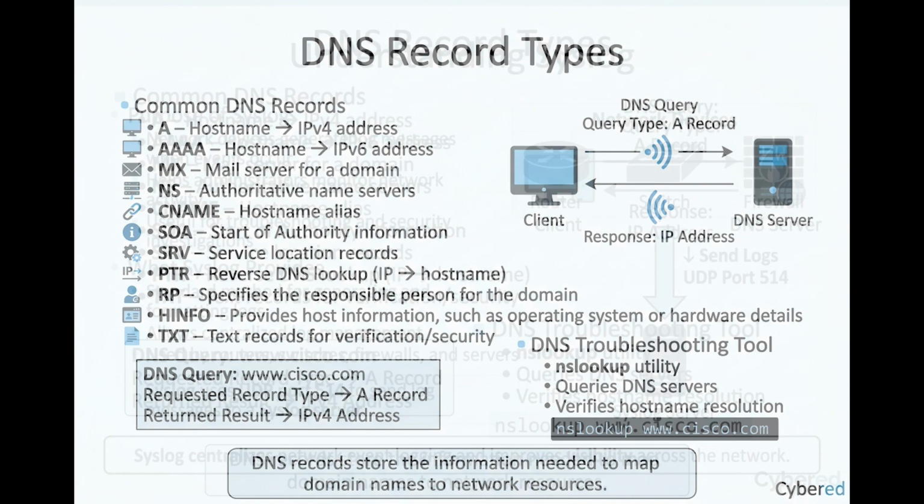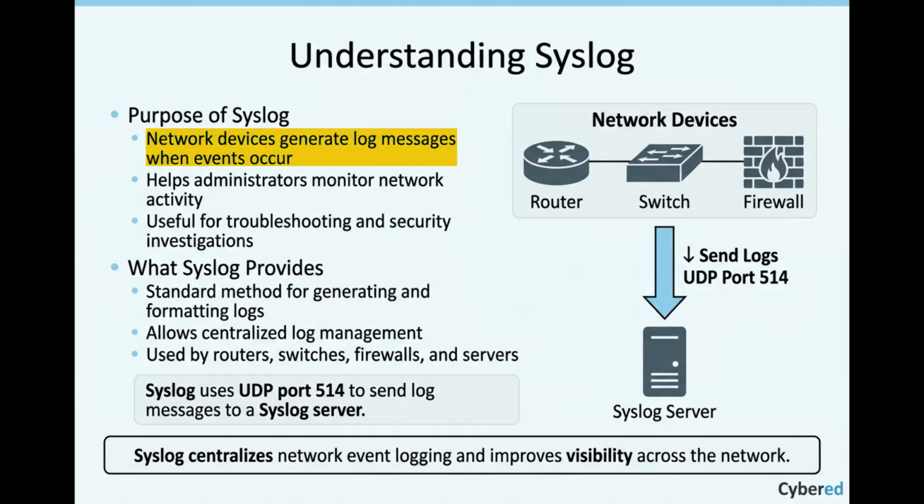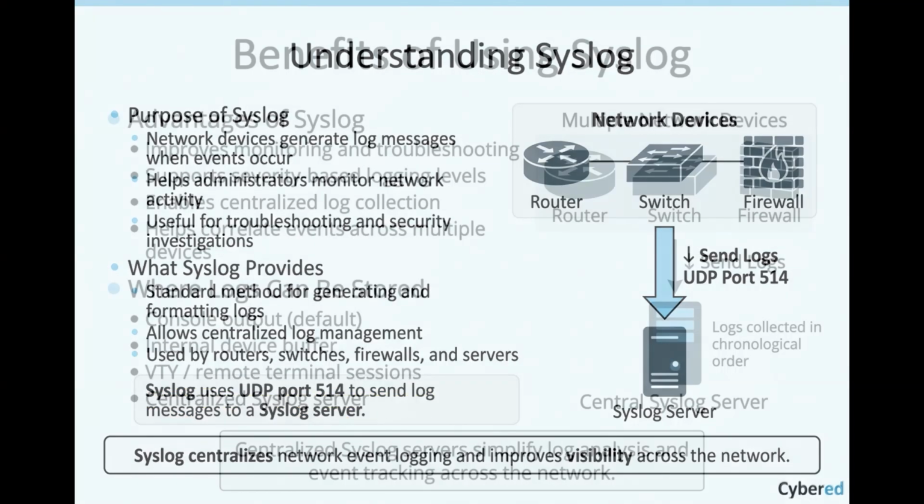Network devices such as routers, switches, and firewalls generate log messages whenever events occur. These messages provide administrators with details about both critical and non-critical events, helping them monitor network activity and troubleshoot issues. Syslog is both a protocol and a standard used for generating, formatting, and managing system log messages on network devices and servers. Syslog uses UDP port 514 to send log messages to a centralized Syslog server.